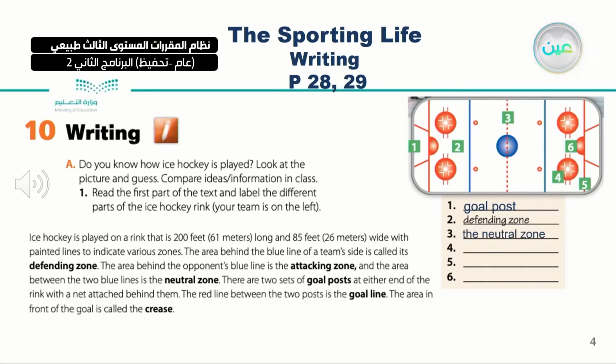Number 4, this one, what do we call it? Very good, which is the attacking zone after the blue line. Number 5, the red line here, what do we call it? The goal line. And finally, number 6 is called the crease. Very good, guys.